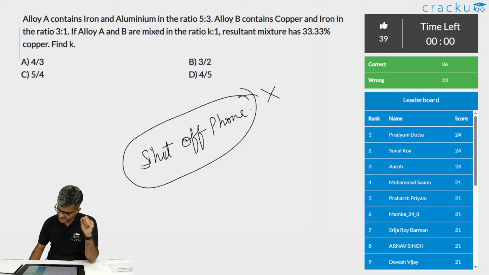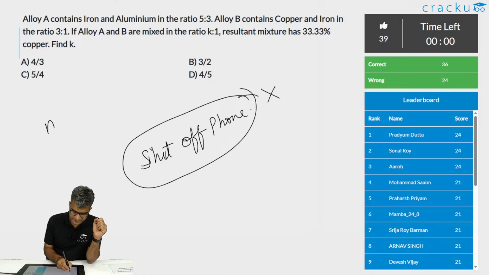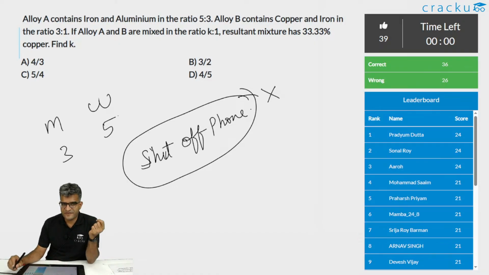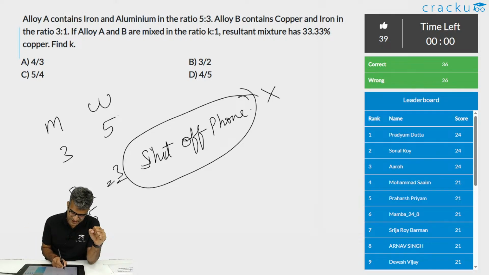Sir, how do we get 3:5 and then 3:8 for the mixture? Milk and water are in the ratio of 3:5. So what is the fraction of milk in the entire solution? We have 3 parts milk, 5 parts water. So the total parts is 8 parts. So the fraction of milk will be 3 divided by 3 plus 5, which is equal to 3 by 8.